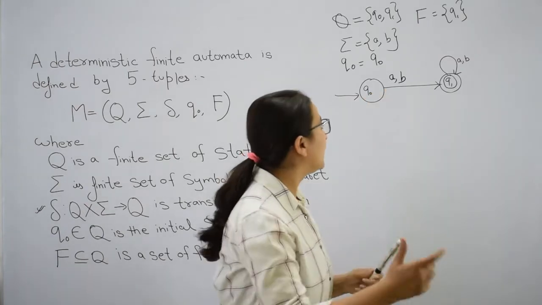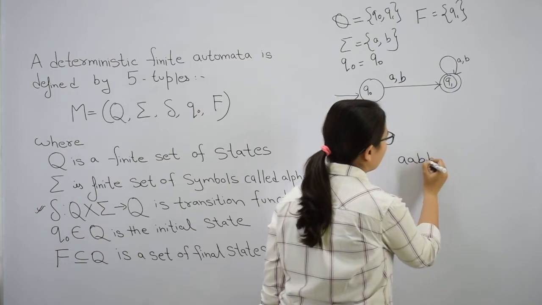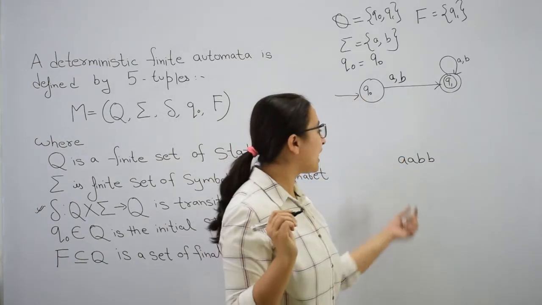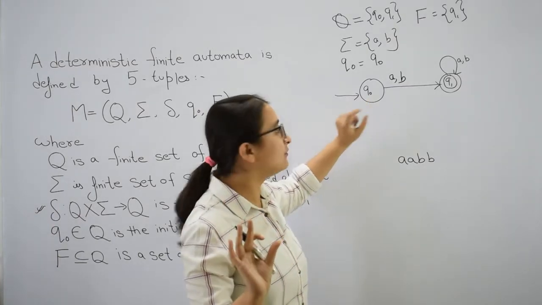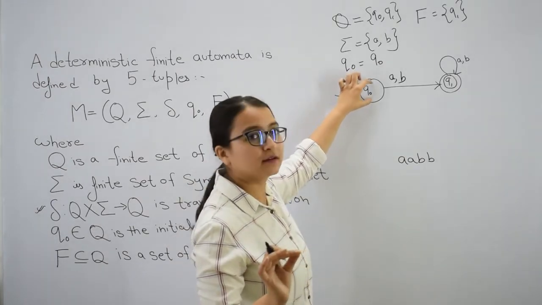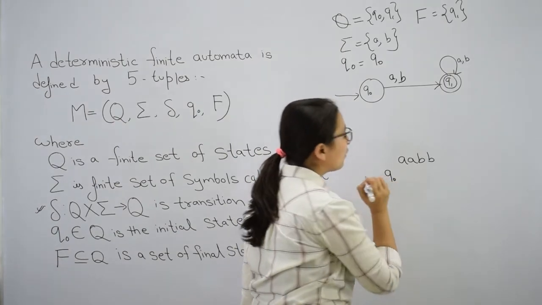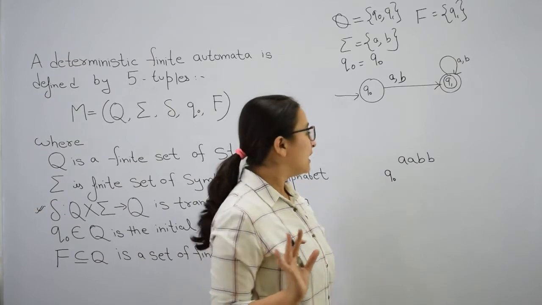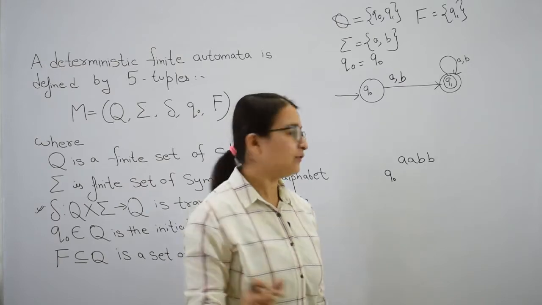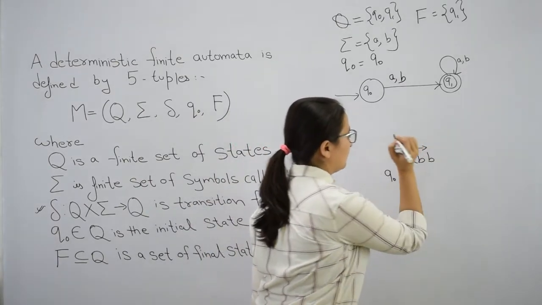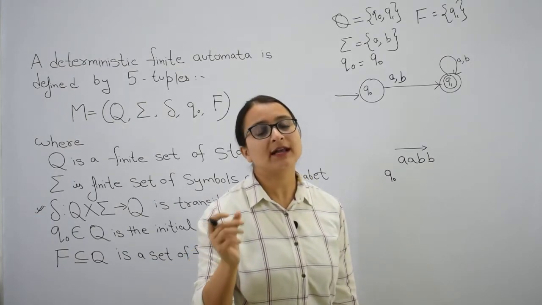accepted by this machine. Let's have this string A, A, B, B. Now look carefully at how we will check. We start at the initial state Q0. So when we start, to begin with, we will assume that we are here. So where are we? We are at Q0. To begin with, we are already at Q0. Right? Now we will take each character sequentially as input, one by one, and see where we will go.